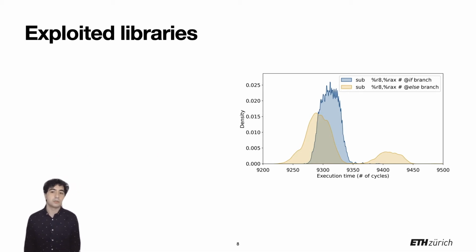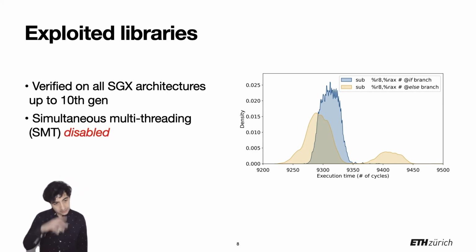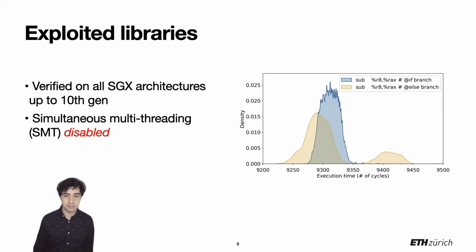And finally, I want to mention that this actually worked on all SGX architectures that we tested up to 10th gen, with some differences depending on the architecture and the microcode, but this is discussed more in the paper. And finally, the attack worked better with SMT disabled, despite the fact that it's usually a good security practice to have it disabled because it prevents other attacks.